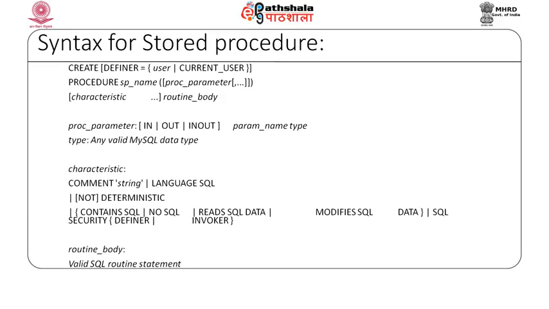Let us have a look at the syntax for the stored procedure. The syntax goes like: create procedure, procedure name, and in brackets the parameters. The parameters are IN, OUT or INOUT. The type of the parameter has to be any valid MySQL data type, and the routine body is any valid SQL routine statements.